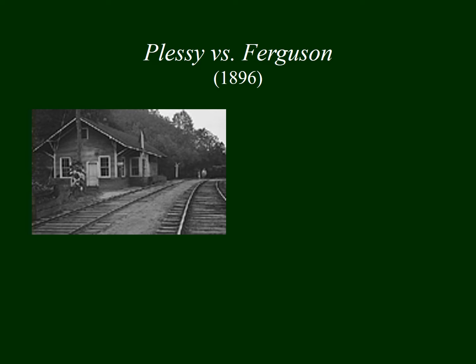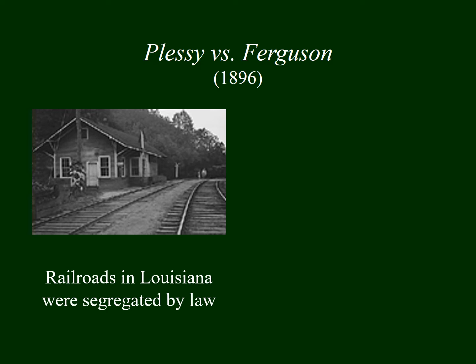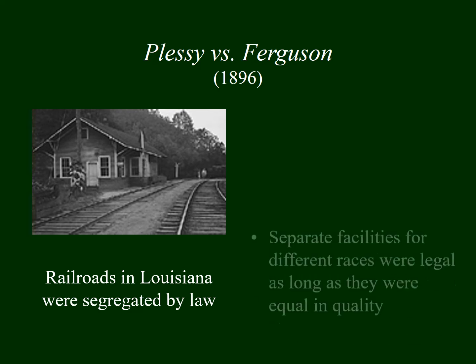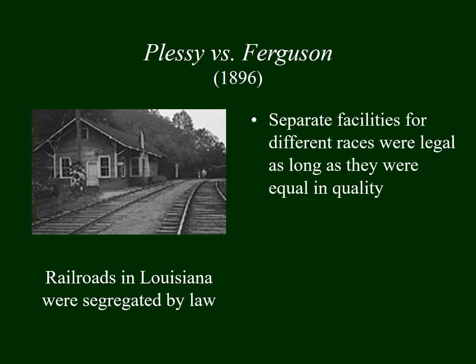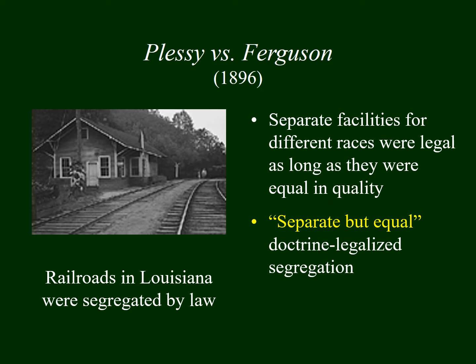Segregation based on race was confirmed by a Supreme Court decision in the 1890s called Plessy versus Ferguson. This dealt with a law in Louisiana where all railroad cars were segregated by law. The Supreme Court declared that separate facilities for people of different races were okay. They were legal, as long as they were equal in quality. This gave us the so-called separate but equal doctrine.